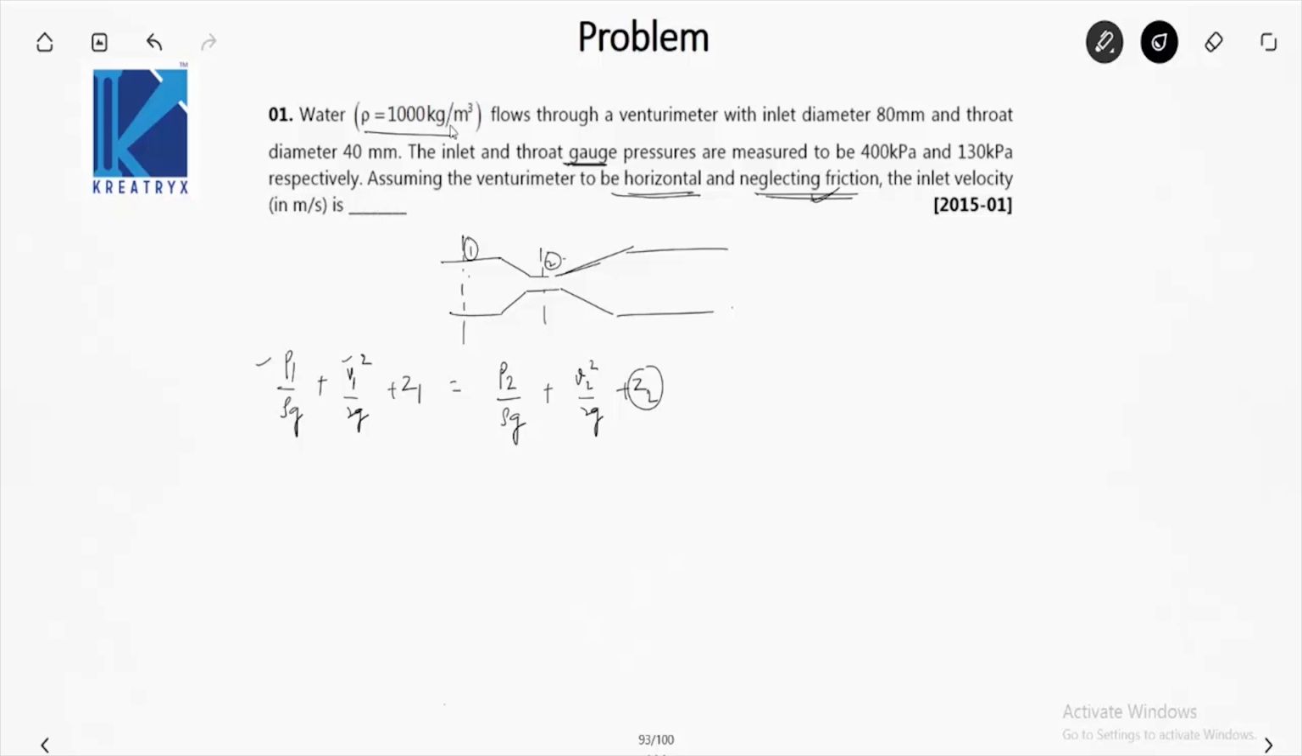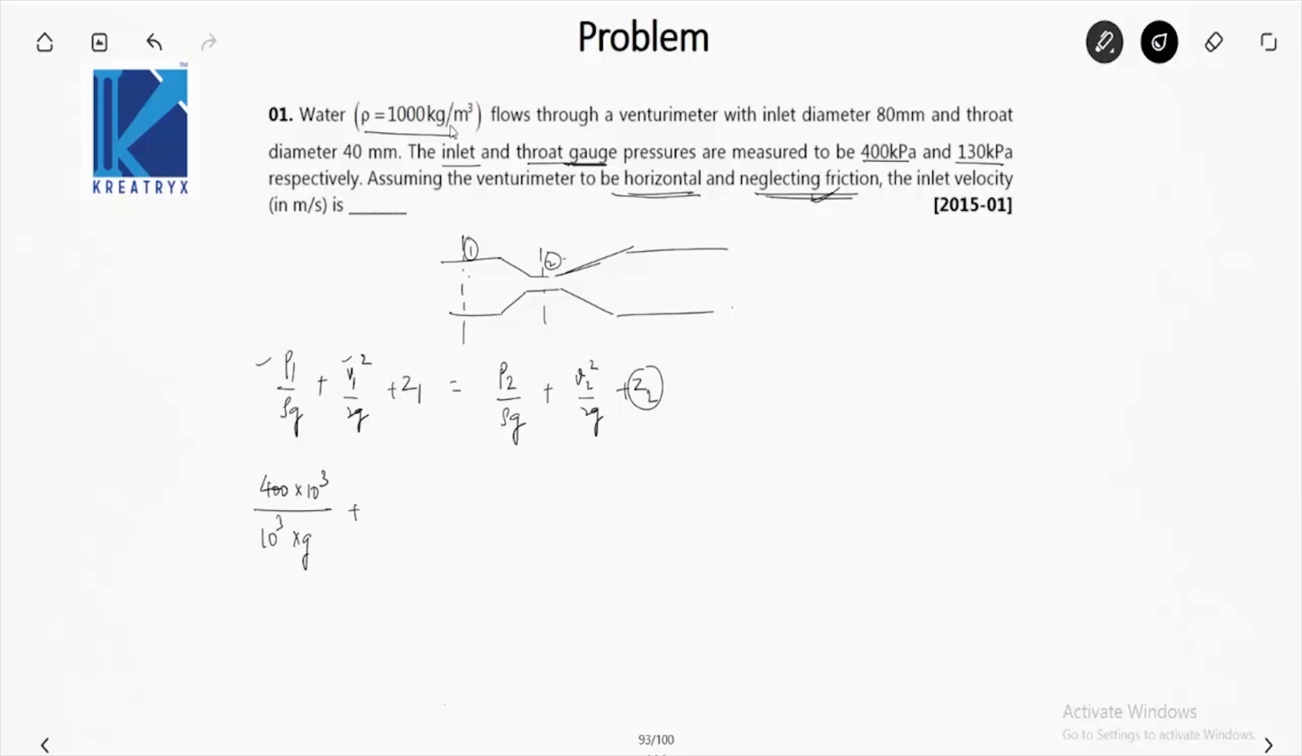Now, what does the question say? That the gauge pressures are measured to be 400 kilopascal and 130 kilopascal at inlet and throat. So P1 becomes 400 kilopascal. You have to put it here in pascal. Beware of the units. Be very sure about the units. Rho is 1000 kilogram per meter cube. Let it be g.